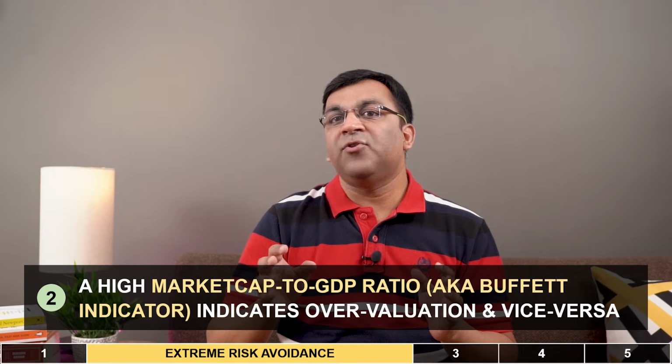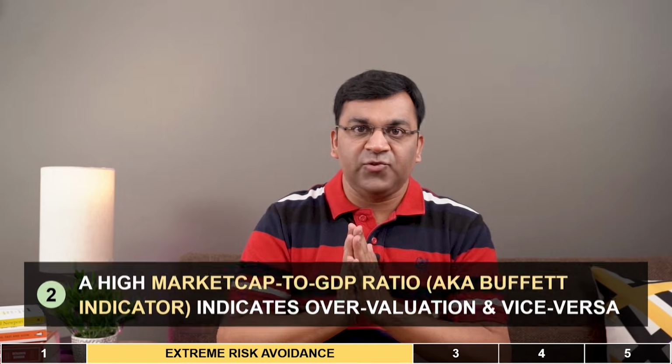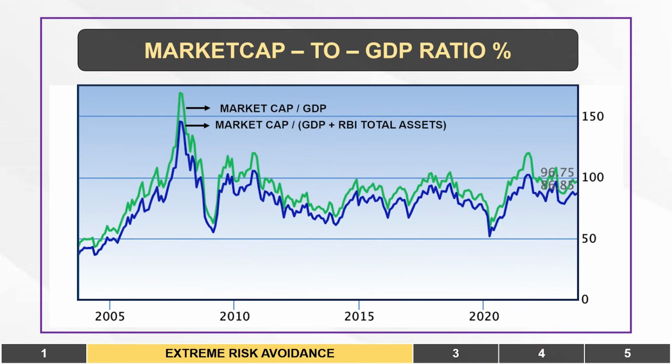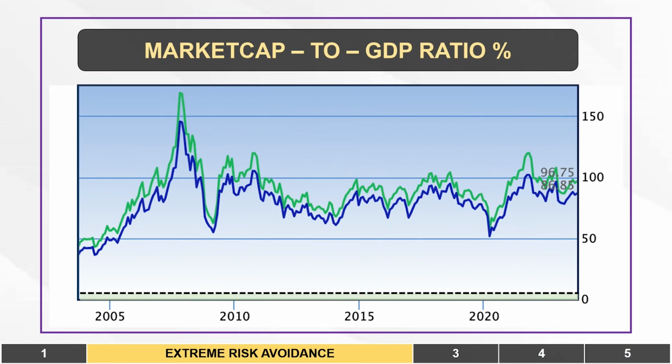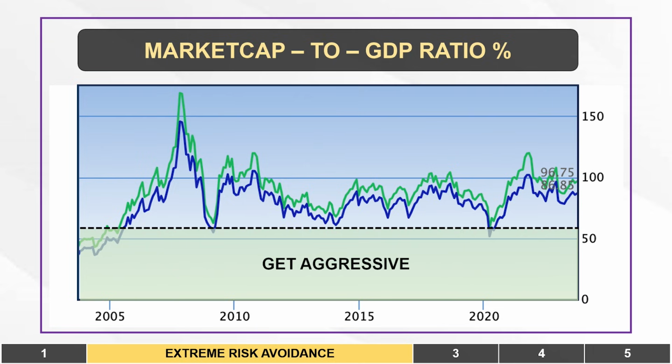A second indicator to look for is the market cap to GDP ratio. From an Indian context, this number ranges between 50 and 100. And as a thumb rule, if the market cap to GDP ratio is below 60%, then it's time to get aggressive. And if this number were to go above 90%, then it's better to be cautious with your equity investments.